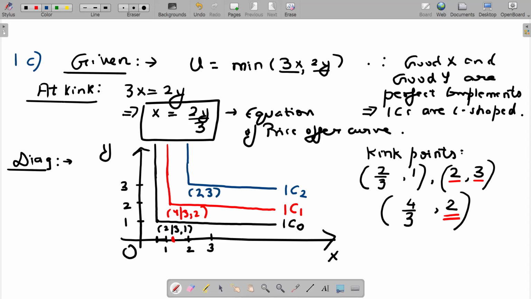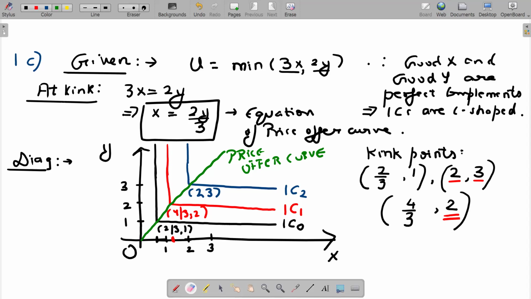And if I join all these with the origin, this is my price offer curve. On this price offer curve, you can clearly see that x is equal to 2y by 3. Okay, so hoping students have understood this. And I can say this is my price offer curve when my budget line changes because of price changes.